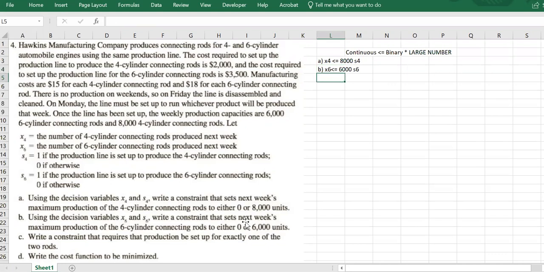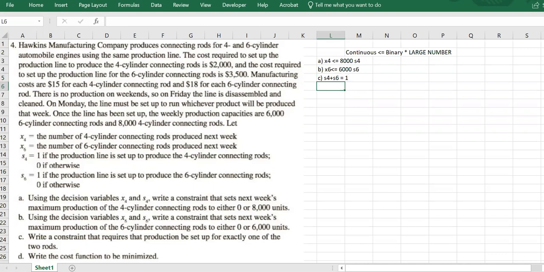In part C, write a constraint that requires that production be set up for exactly one of the two rods. So we want to enforce a constraint that only allows us to produce only one of these two products. Among 4-cylinder and 6-cylinder, S4 plus S6, so 1 out of 2. It's a K out of N type of constraint. It's going to be exactly equal to 1. The sum of the binary variables corresponding to 4-cylinder and 6-cylinder should be 1.